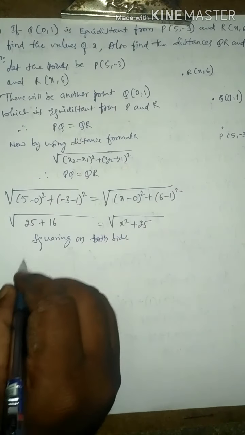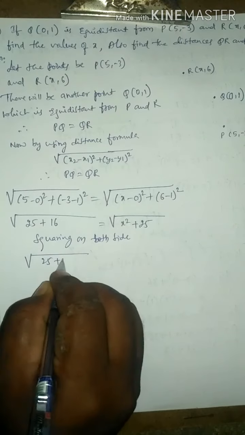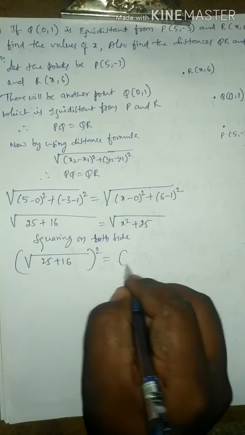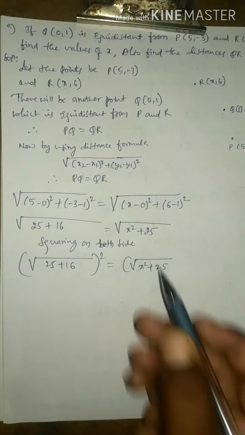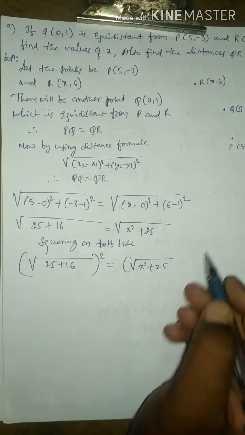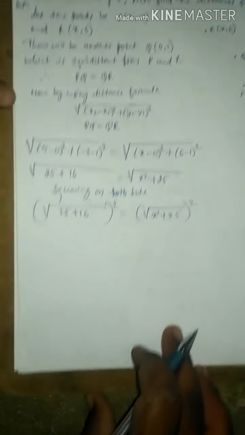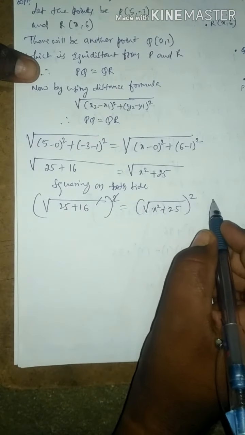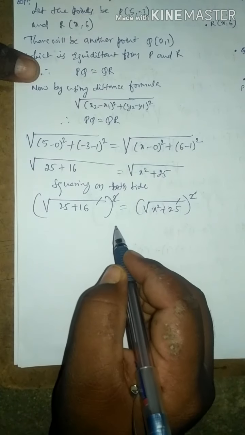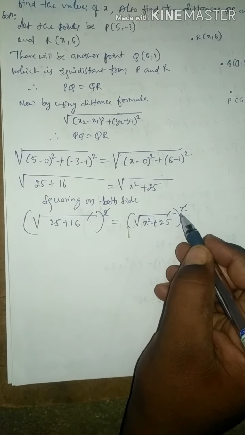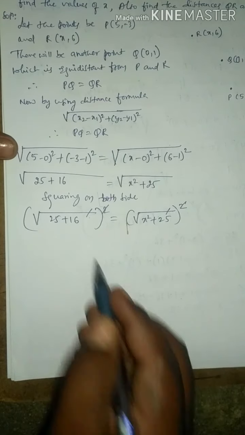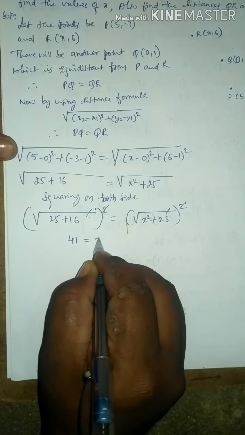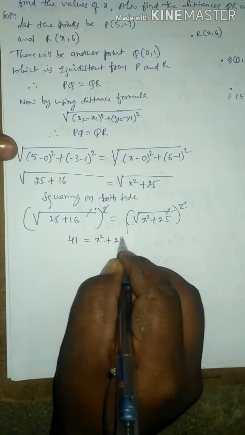If we square on both sides, what happens? Under root 25 plus 16, we have to square for this. Why are we squaring? To remove the square root. Here, under root x square plus 25, whole square. So now square and square root get cancelled in the LHS. In the same way, square and square root are cancelled in the RHS. Now 25 plus 16 is 41, that is equal to x square plus 25.